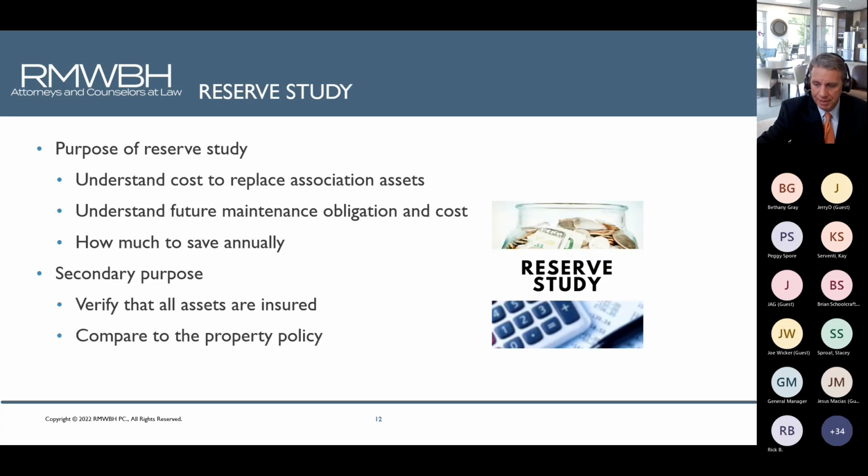Now, this is what I was discussing earlier, the situation when there's not enough insurance.